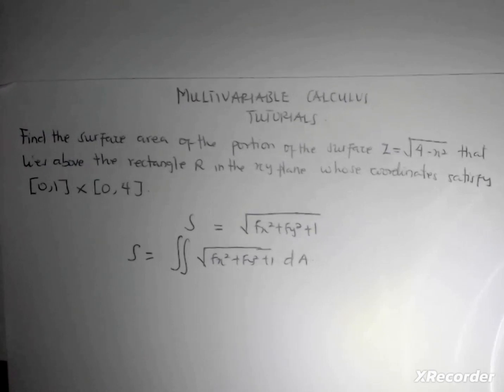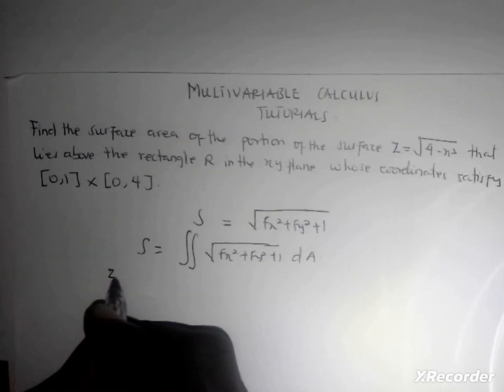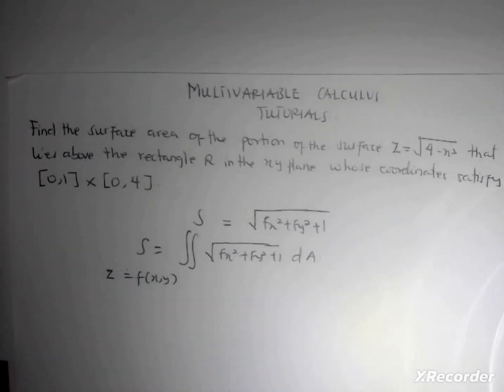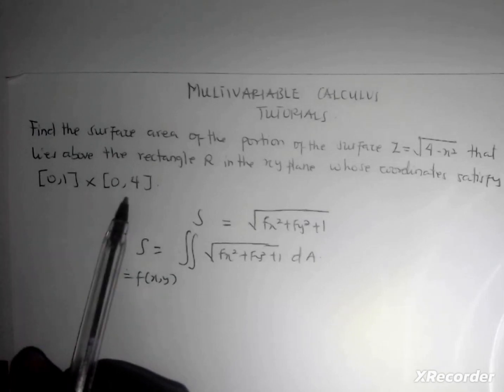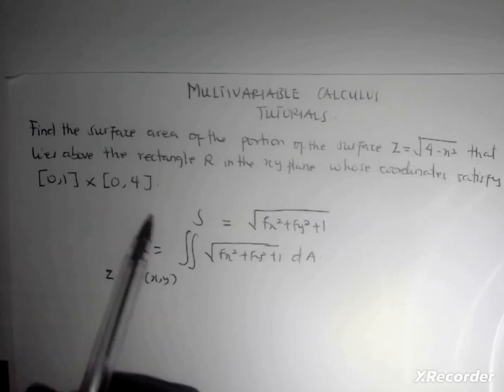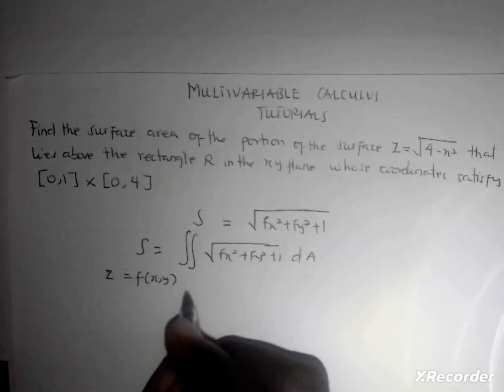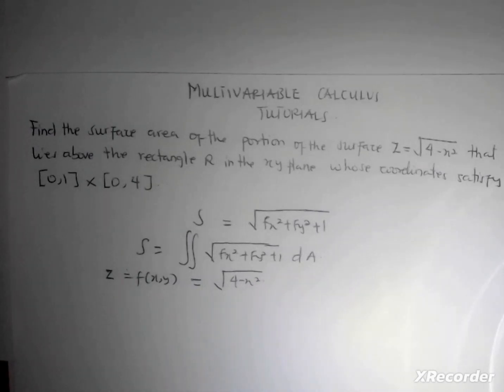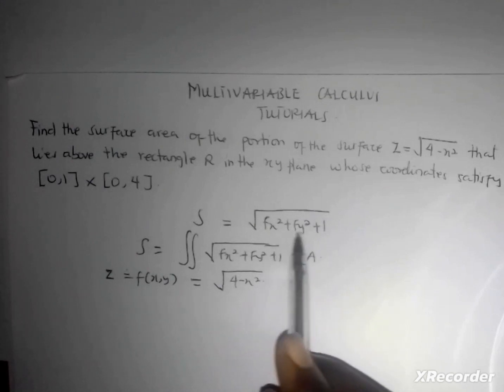So let's see. I have my function z, which is the same as f of x, y. That is, it's a function of x and y. But in this particular question, we don't see y in the formula. Looking at our boundaries, though, we have y limits, so y is included in our domain. And the function is equal to the square root of 4 minus x squared. Once you have this, you are going to find our fx and fy separately and then put them in this formula.